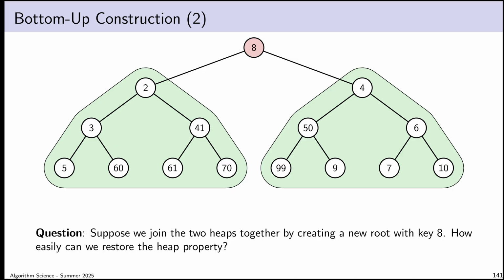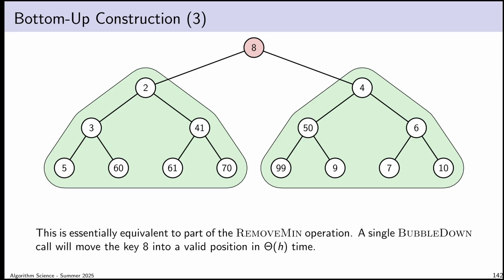The question is, how quickly can I restore the heap property? Well, because I have heaps on both sides, this is basically the same as a RemoveMin operation. I'm just doing a bubble down. So what I could do is run a single bubble down operation to move the new root key 8 down to where it's supposed to be. And that would take big theta of h time. That's an interesting observation.